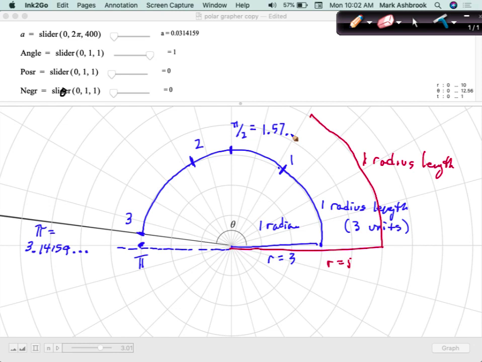1.57 something. What does that number mean? 1.57 what? Radius lengths to go how far in a circle? A quarter of a circle, right? If you take the radius and lay it on the circle, it'll take 1.57 or pi over 2 radius lengths to get to the top of the circle.